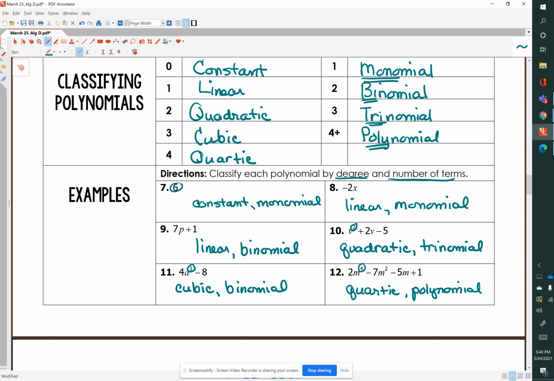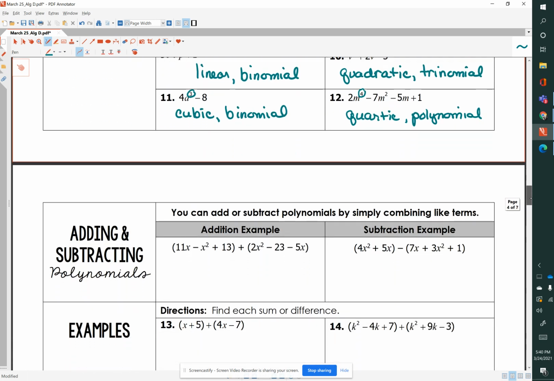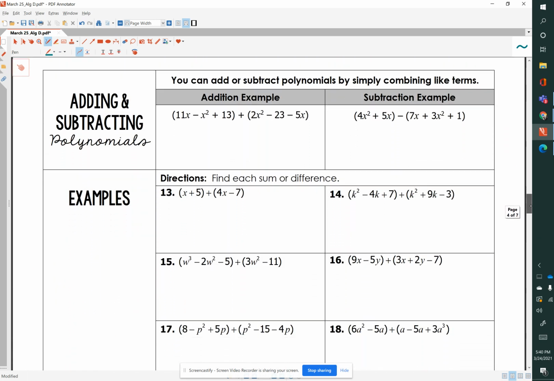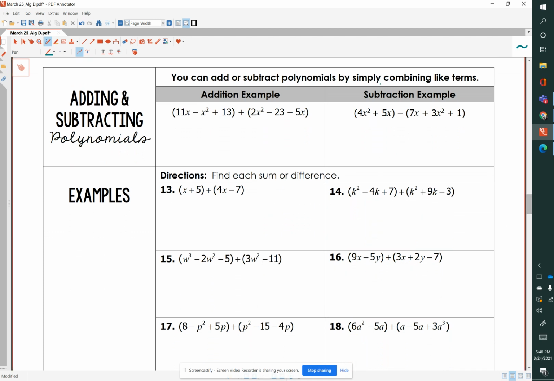Okay, so now let's think about adding and subtracting. We're going to add and subtract polynomials. Well, all we're going to do is combine like terms. You've been doing this in 7th grade. So let's think about this. Let's start with the addition example. We're going to start with our square, our highest degree. So we have x squared plus 2x squared.